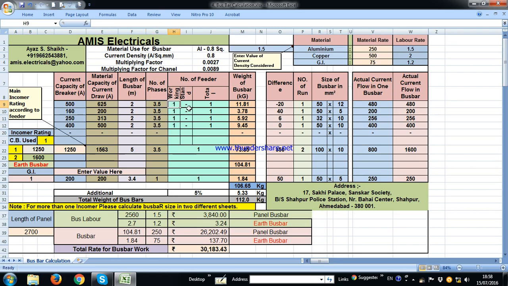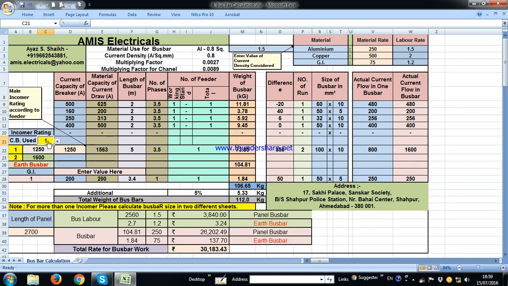And the number of feeders working and standby, and the total number of feeders. Weight of a busbar is calculated accordingly. Here you can select a size of a busbar. Suppose we are using 38, then there is a dash in the second column, because we can't get an ampere. Okay, and suppose we are using 60, then there is a 10. Okay, 60 by 10. 480 is the actual current in a busbar, and the difference is minus 20.